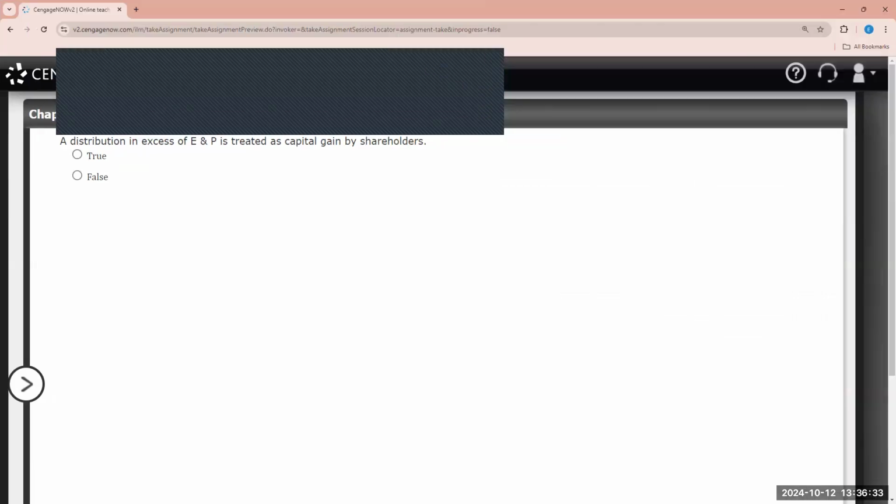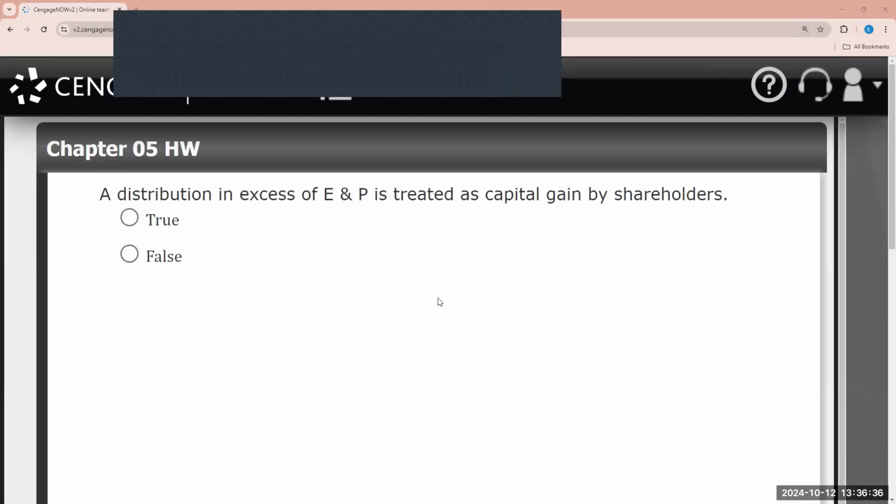Here it asks, a distribution in excess of E&P is treated as capital gain by shareholders. So this answer is false. Reason being is because distributions in excess of both current and accumulated E&P are first treated as tax-free recovery of capital. So it is a return of capital, which reduces the shareholder basis. So to the extent of the stock basis, any distributions in excess of that basis, that is what triggers a capital gain.